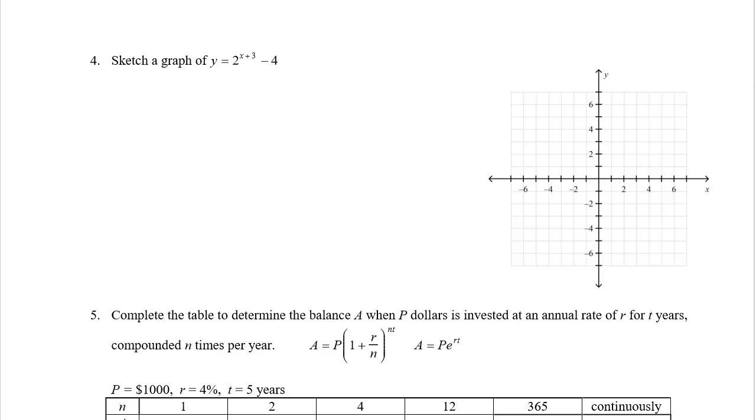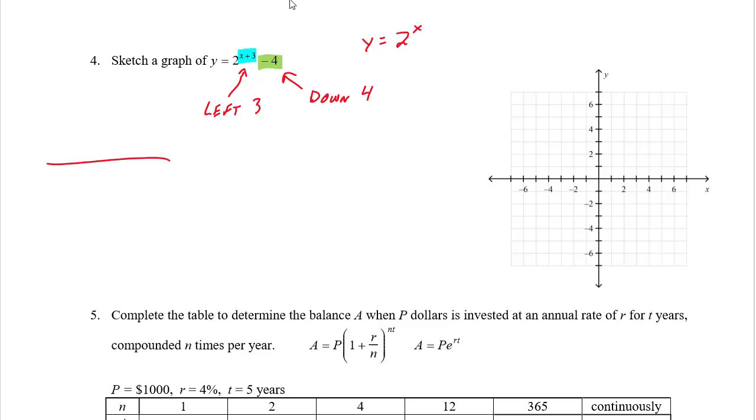Now on to number 4. This one just wants us to sketch a graph. So if we look at what we have, I see addition inside of our function, and I see subtraction outside of our function. So the addition inside is going to move it to the left 3 places, whereas the minus 4 outside is going to move it down 4 places. And our parent function in this case is y equals 2 to a power of x.